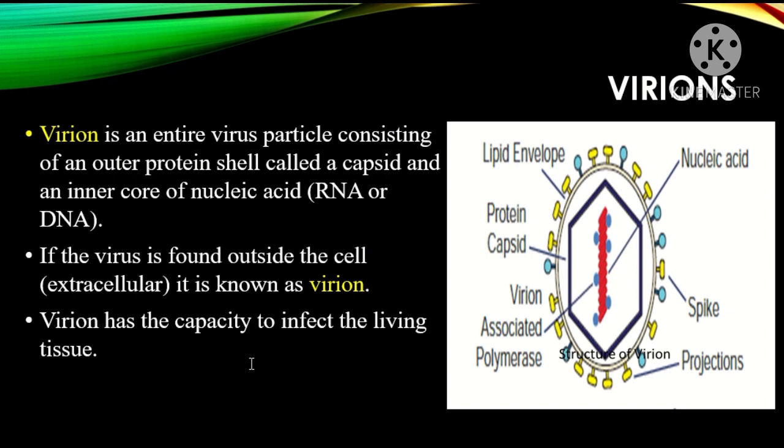The entire viral particle is usually called a virion, and it consists of an outer protein shell called a capsid, and the inner core is called the nucleic acid. It is only in the nucleic acid that you can see RNA or DNA present, and this RNA or DNA acts as the agent of transmission of the genetic material or of the disease. If it is present outside the cell, it is usually called extracellular, that is, extra is outside, and it is called a virion. The virion has the capacity to infect living tissue, and these virions confer both infectivity and specificity. That is the importance of this virion.